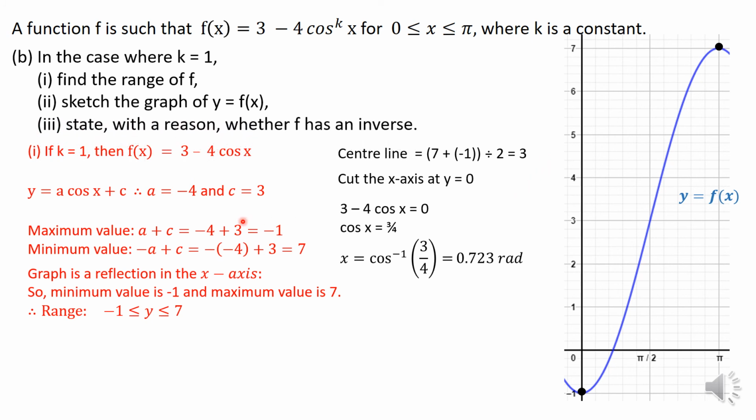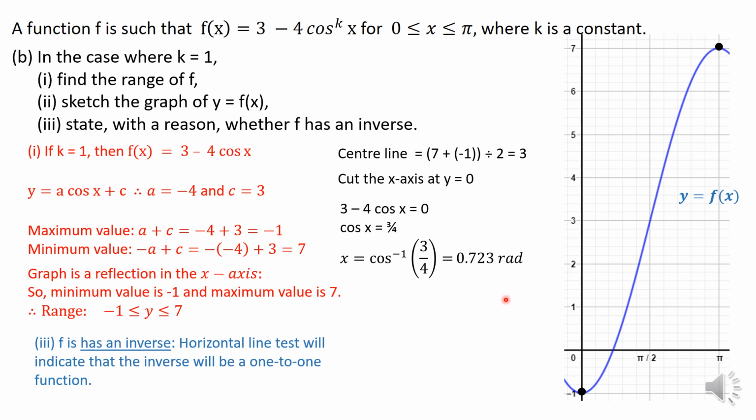Right, so they are asking us to state, with a reason, whether this f has an inverse. Well, if you remember from the previous video or previous slide that you had to draw horizontal lines, you'd realize that if I do the same here, it's just going to cut this blue function between these 2 points. It is going to cut it only once. So therefore it has an inverse, and it will be a one-to-one function. If you were to draw the inverse, but the question just wants you to state.